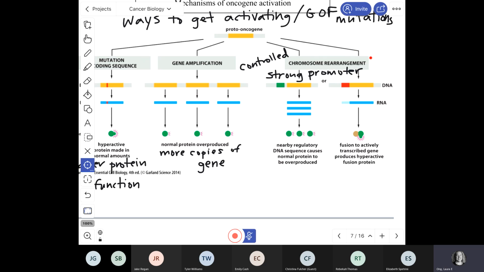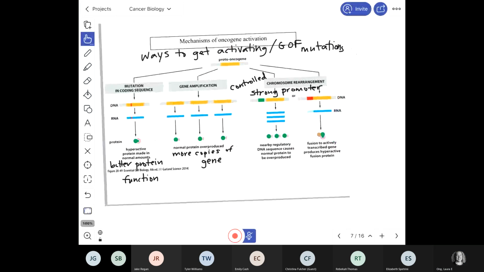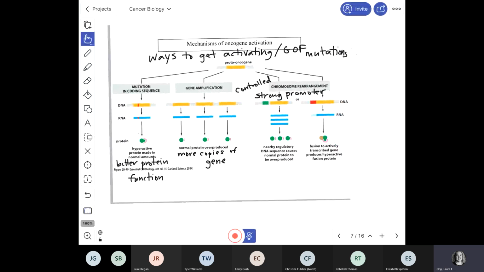That's going to happen by chromosome rearrangement. Like this promoter shouldn't be right here; it should be somewhere else in the genome. But by chromosome rearrangement, it ended up in front of this gene for cyclin, and now we're making a lot more cyclin, and that's going to lead to a dominant or a gain of function mutation.